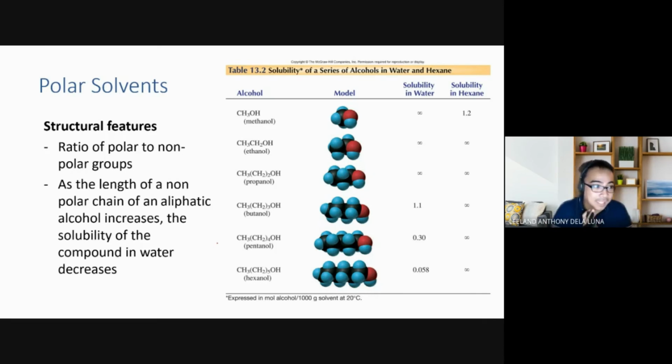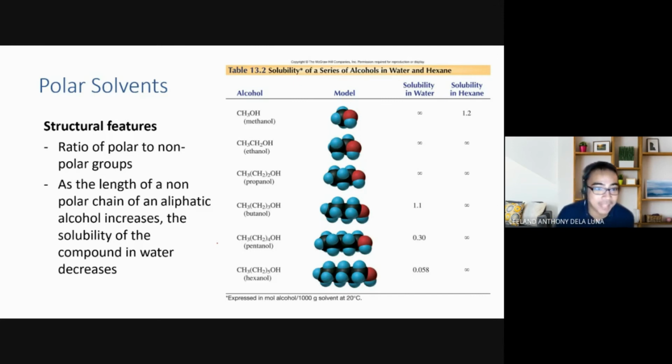Anyway, next one, class, that affects the polarity of our solvents would be, of course, the structural features of your solute or solvent din naman. The structural feature that we're talking about here is the ratio between the polar and non-polar groups within the molecule. Now, class, the more ang non-polar group sa molecule mo, obviously, ano nangyayari sa property ng molecule mo? Mas nagiging polar, mas nagiging non-polar? Well, obviously, dahil non-polar, mas nagiging non-polar din ang solute mo or ang solvent mo.